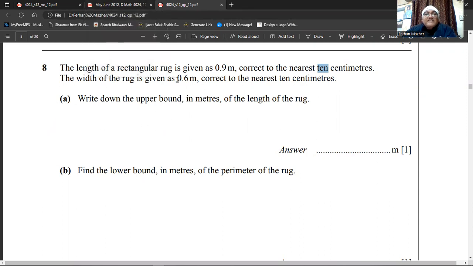The width of the rug is given as 0.6 meter, correct to the nearest 10 centimeter. The width is also correct to the nearest 10, divided by 2, that will be 5. So 5 centimeter will be added here, 5 centimeter will be subtracted from here. But the problem is this is in meters. So first of all, convert this also into centimeter. A part is write down the upper bound in meters of the length of the rug.